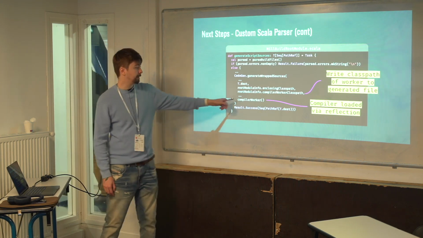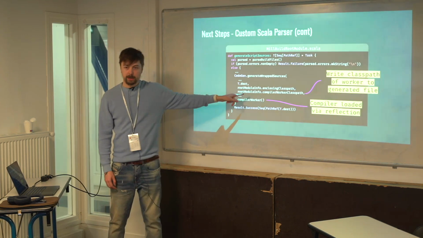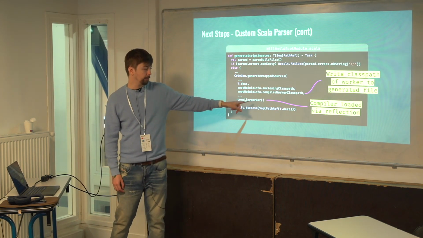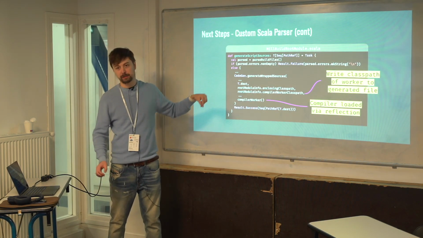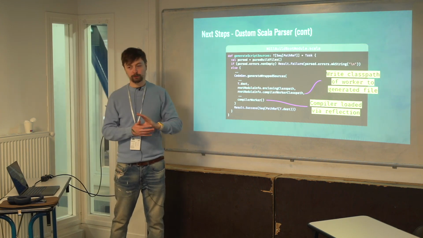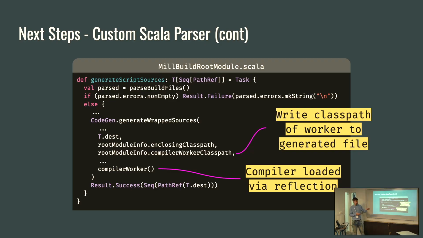Oh yeah, and then this task is the thing that loads the compiler with reflection and caches it in what's called a worker. And a worker is like a long-lived object that will live as long as, if you're using mill server, as long as the server is running. So you only have to load it one time, and then we can run it, I don't know, hundreds of times. So that's pretty good.